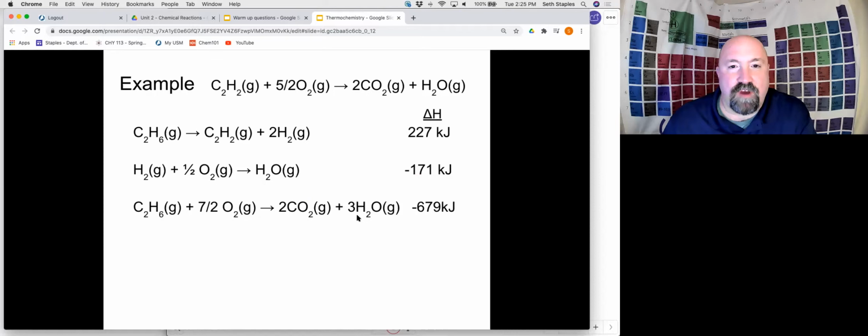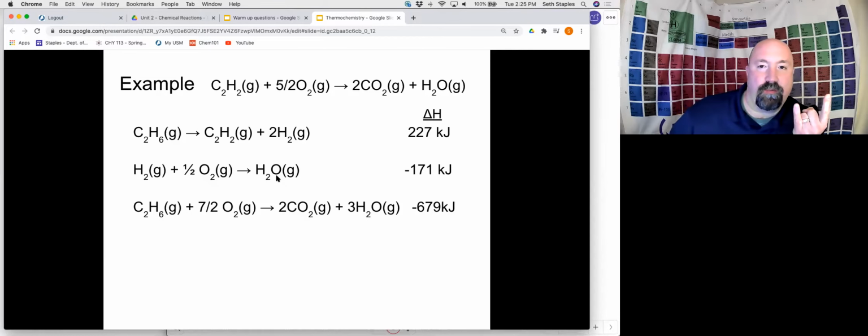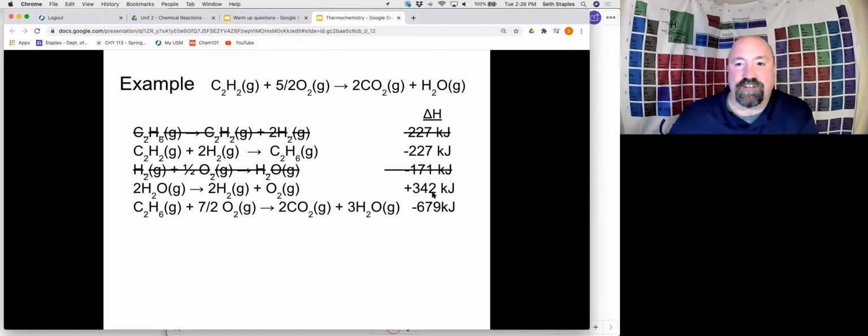But in the third equation, I've got three H2Os as a product. I've got H2O as a product here as well, only one. So if I can flip this equation, though, and get it as a reactant, and also double it, that would get me two H2Os as a reactant, and then I would have three H2Os as a product. So the H2Os on the reactant side would cancel, leaving me one as a product here. And so we're going to do that. We're going to flip the bottom equation and double it, leading us to positive 342 kilojoules there.